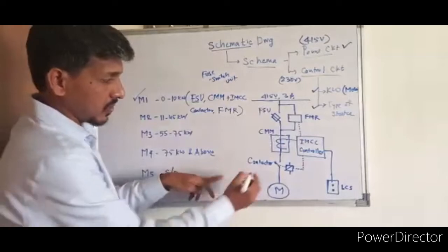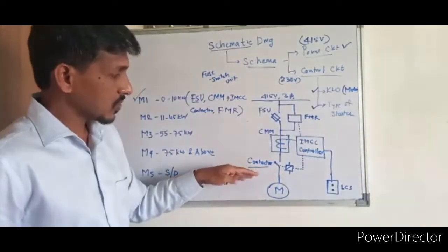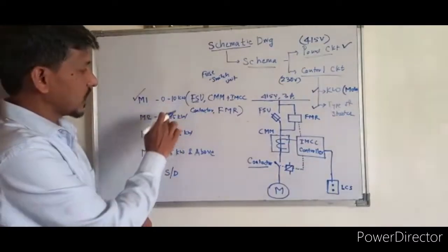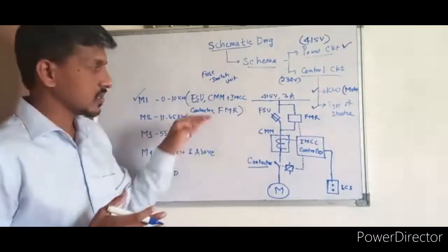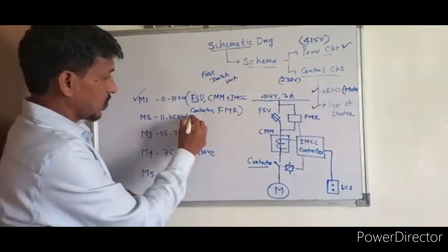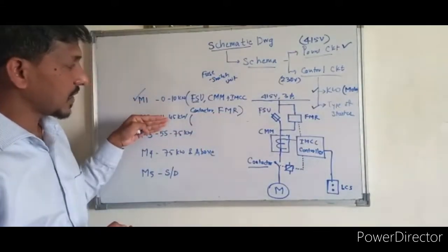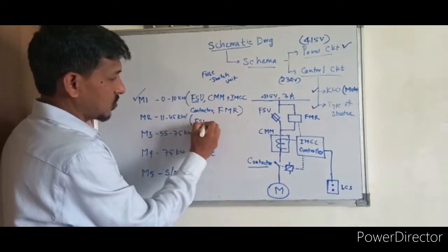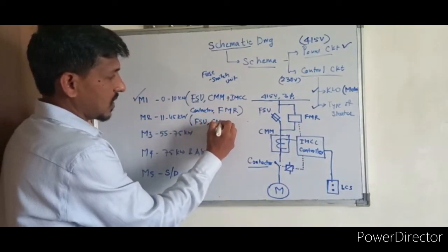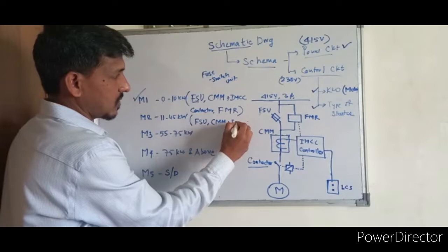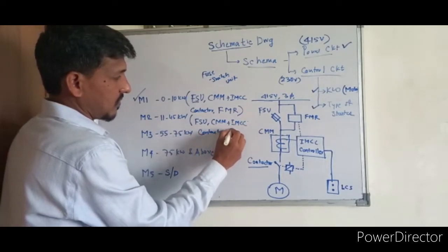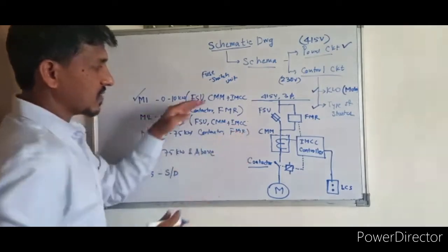This is your power contactor. This is normally used for motors from 0 to 10 kilowatt, or from 11 to 45 kilowatts. The moment you go to a higher rating, they again use the same equipment: FSU, CMM plus IMCC, plus FMR. So the equipment will be the same.